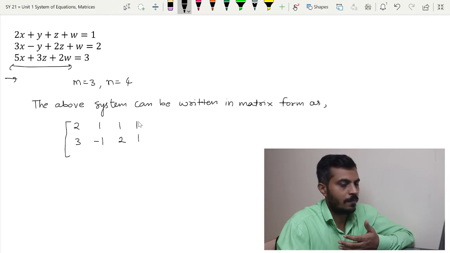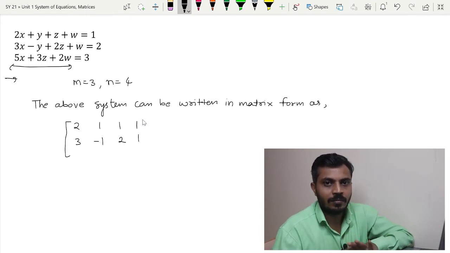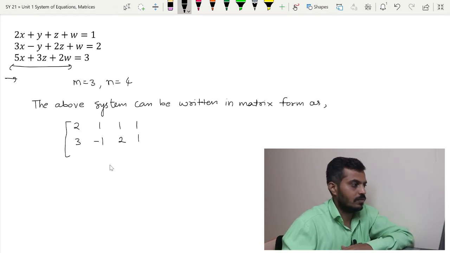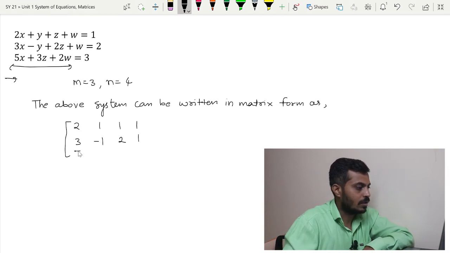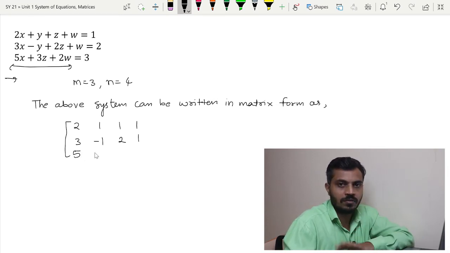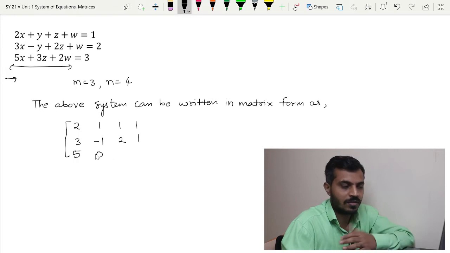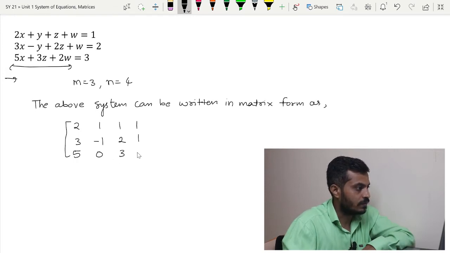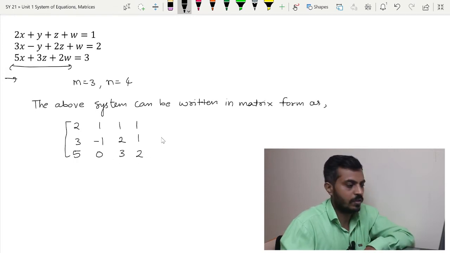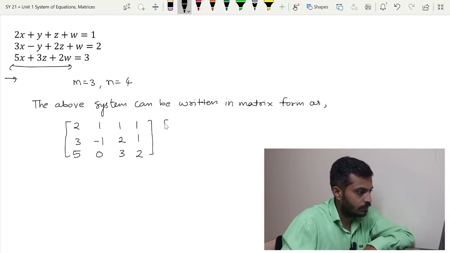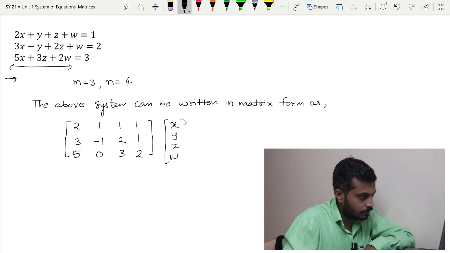Where is the variable Y? Variable Y is absent, it means the coefficient of Y is 0. So don't commit that mistake. So over here I will write 5. Coefficient of y is absent, so it means its coefficient is 0. Now coefficient of z and at last coefficient of w will come. Now the unknown matrix and the matrix of constants.